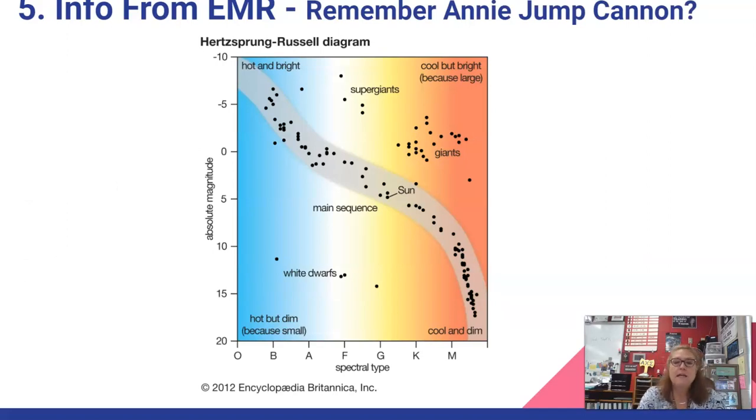Remember Annie Jump Cannon. So here's the HR diagram. This is an example of what I was talking about. This is your absolute magnitude, how intense it is, and this is the spectral type, so really the temperature. So hot but dim is over here, cool and dim's over here, cool and bright, and hot and bright. Here's our sun, by the way. So we can classify through both things, the intensity and that type, and classify the types of planets that way.